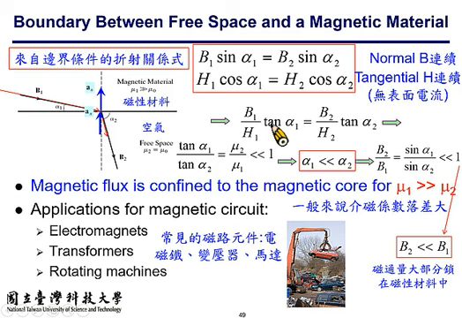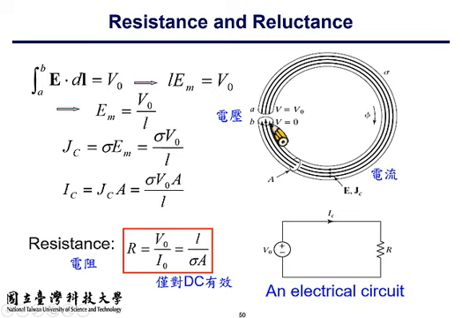OK, so the ferromagnetic material is quite important considering the production of modern day industry. So let's review the electrical circuit again. Here we have the equation for the computation of electrical potential.